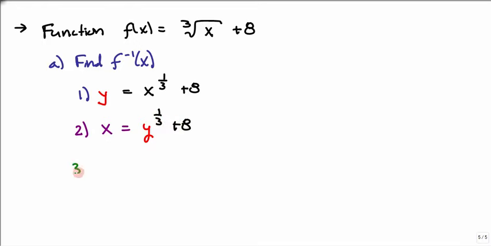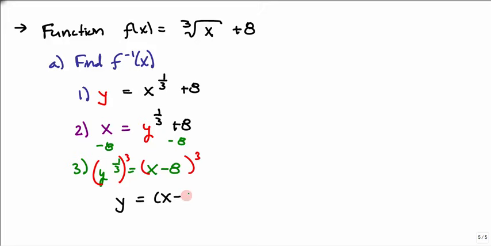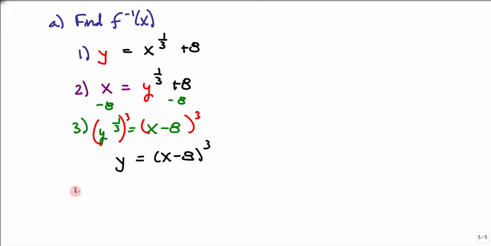Third step, go ahead and solve for y. So I'd subtract 8 from both sides. And I end up with y to the 1/3 equals x minus 8. And then we would cube both sides. Now the reason we cube both sides is 1/3 times 3 is 1. So on the left hand side I just get y equals (x minus 8) to the 3rd. Our fourth step would then be to replace the value of y with f inverse of x, equals (x minus 8) cubed. So that's an example of finding the inverse.